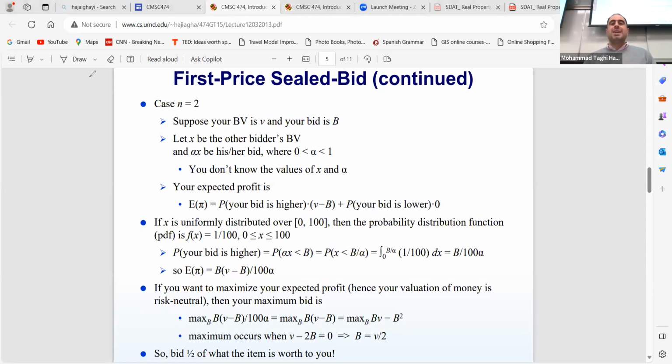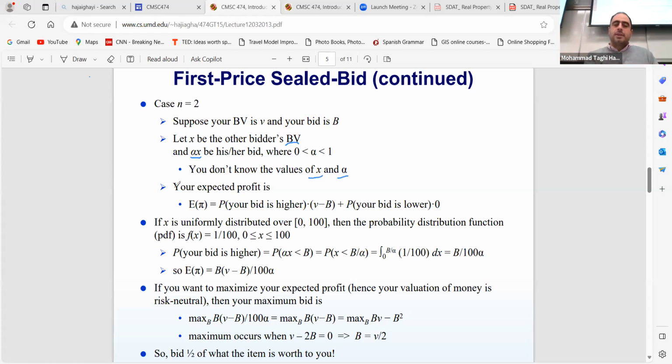Let's consider the case of n equal to 2. Suppose your valuation is V and your bid is B. This is you versus the other agent. Let X be the other bidder's value, and he or she shades their own bid by a factor alpha. We don't know the value of X or alpha.